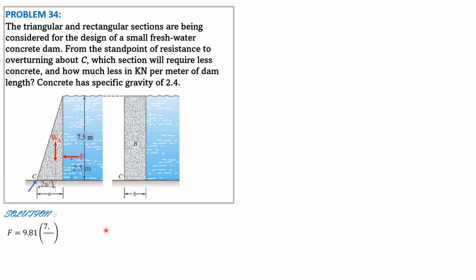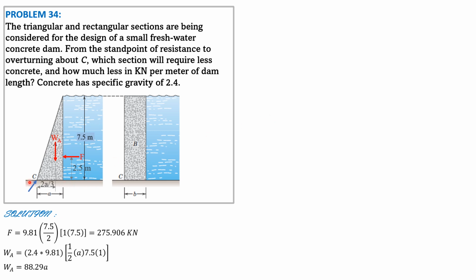So F is gamma water 9.81, h-bar 7.5 over 2, area 1 by 7.5, so 275.906 kilonewtons. Then weight A is specific weight of concrete 2.4 times 9.81, volume 1/2 of A times 7.5 times 1. Simplifying in terms of A, weight of dam section A is 88.29 A kilonewtons per 1 meter width perpendicular to the screen.